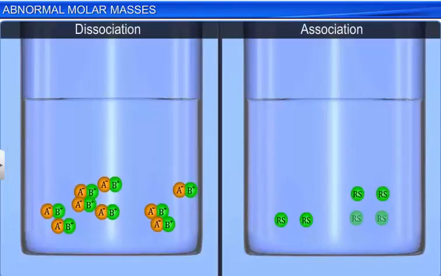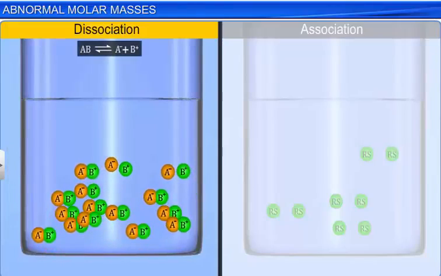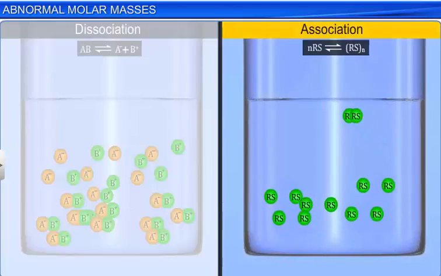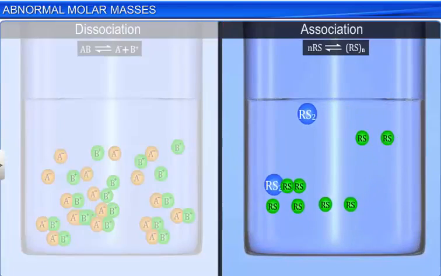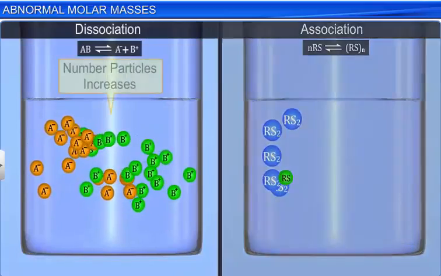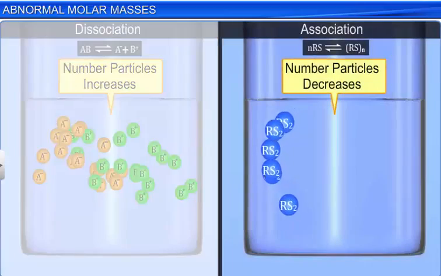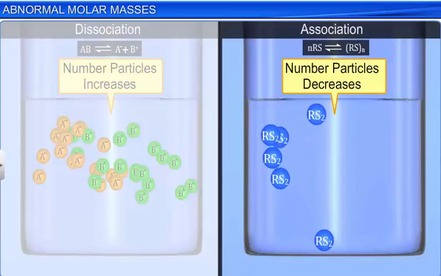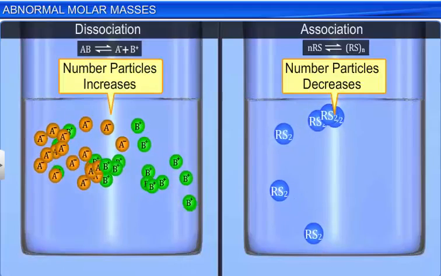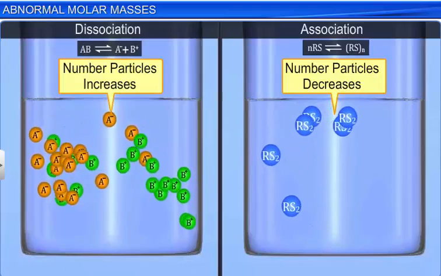When a solute undergoes dissociation or association in a solution, then the number of particles of the solute in the solution increases or decreases respectively. Thus, the colligative property changes accordingly and we get abnormal results.